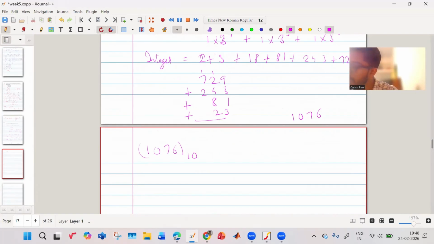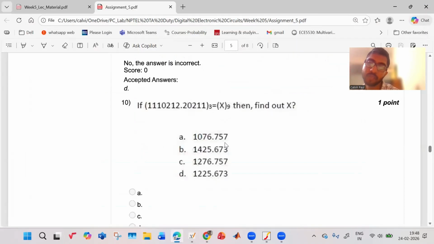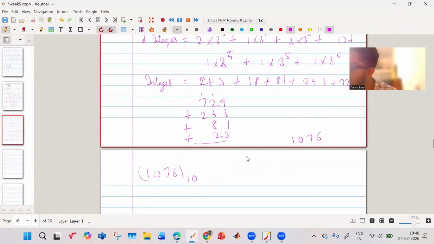So now, how do we convert it to base 9? We have three options. It could be any of these options. So 1076, so it should be more than that, right? So let us start with the fractional part. What about the fractional part we have not done? So the fractional part.